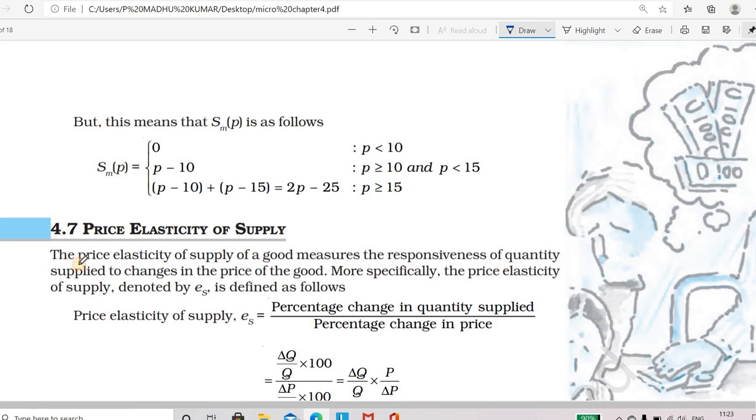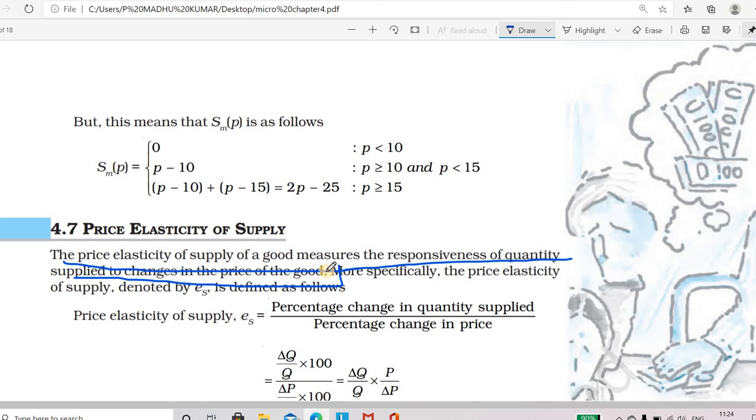Okay, next one is price elasticity of supply. Price elasticity of supply of a good measures the responsiveness of the quantity supplied to a change in the price of the good. We know if price is changing, automatically what will happen? Response also will change. Suppose price is increasing, they will increase the production. Suppose price is decreasing, producers will think, I don't want to sell at this price, it's not good for our firm. Then what will they do? They will stop the production.